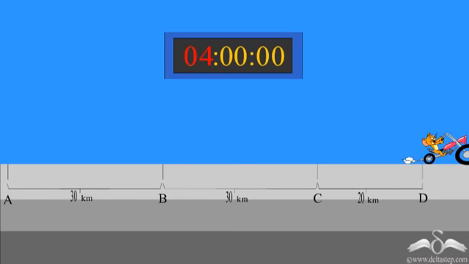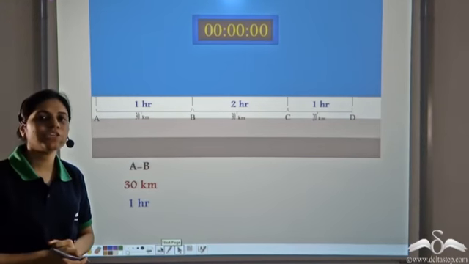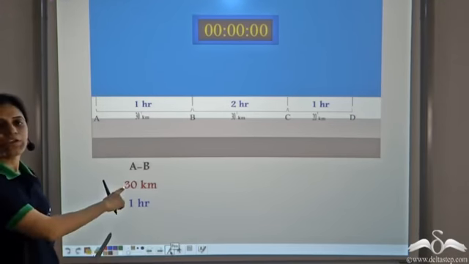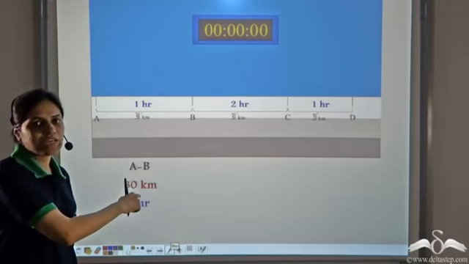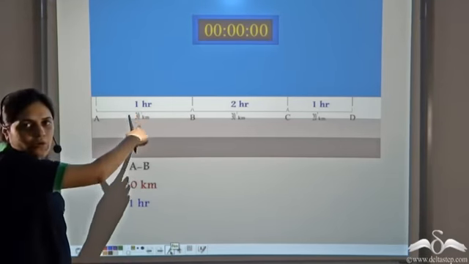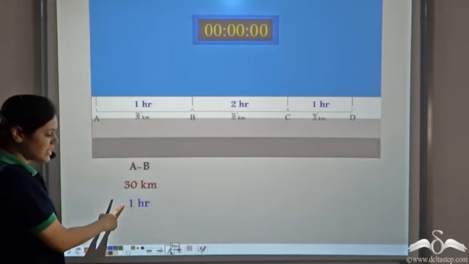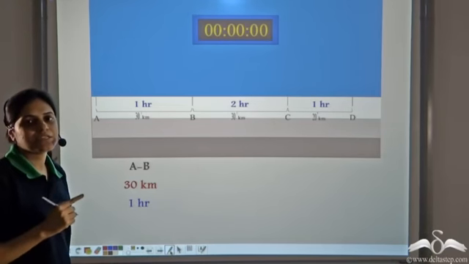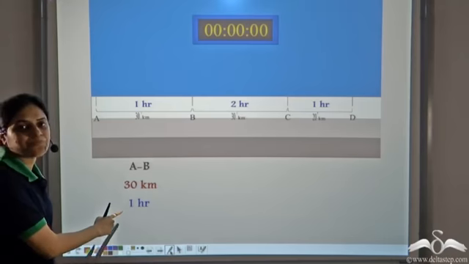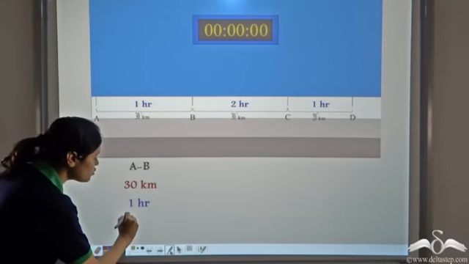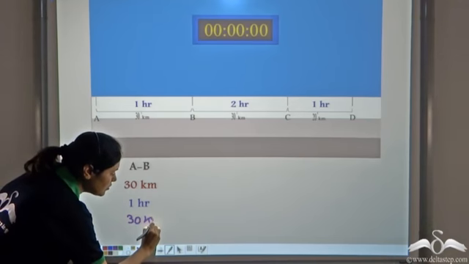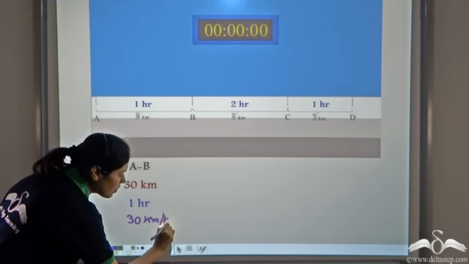Let us calculate the speed of Jerry in the 3 stretches. In going from A to B, Jerry covered a distance of 30 kilometers and the time taken by Jerry was 1 hour. We know speed is equal to distance divided by time. So the speed of Jerry in this stretch is 30 kilometers per hour.